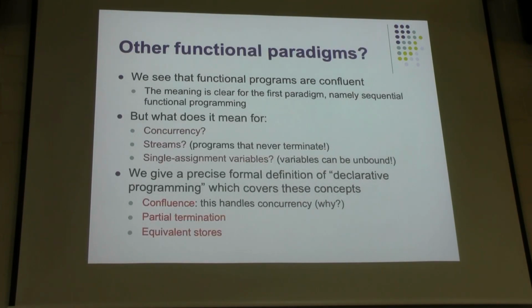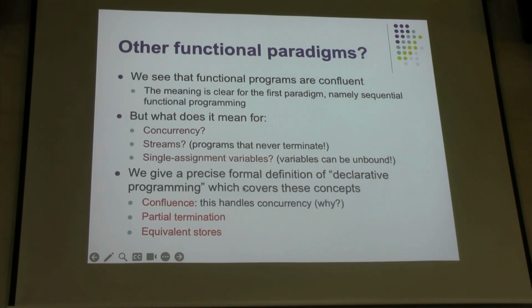But our language does more than just pure lambda. The syntactic sugar introduces new ideas: concurrency, streams, so programs that never terminate, single assignment variables. So it's not simple how you determine this in terms of lambda. So what does this really mean? What I want to tell you is what declarativeness really means, and in order to do that, I will have to introduce a little bit of logic.